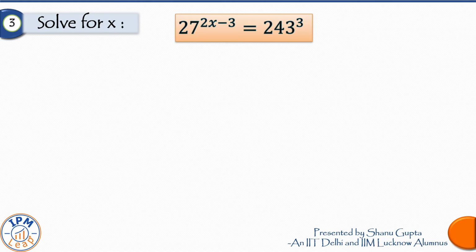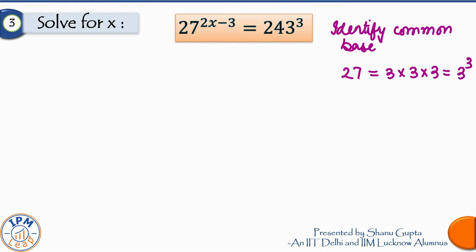In the third question, we have to solve for x if 27 raised to the power of 2x minus 3 is equal to 243 raised to the power of 3. So just keep in mind that we have to identify the common base first. On the left hand side, we have the number 27, which is 3 cube. So while figuring out the base for number 243, we should quickly check if it's a power of 3, right? And indeed, 243 is 81 into 3. It is 3 raised to the power of 5. So that's it. Our choice of base should be the number 3.